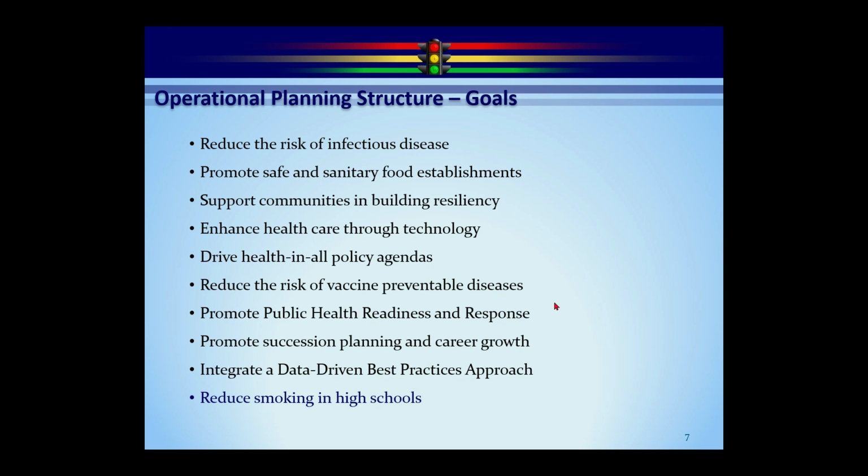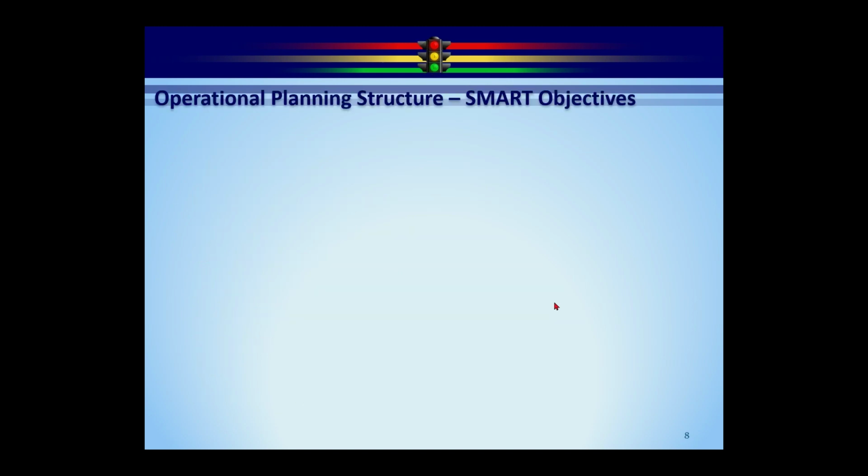And then again, we're going to use the example of reduce smoking in high schools. Now, if I tell you reduce smoking in high schools, everybody knows what that means. It's pretty simple. But what it doesn't get to is the detail, like which high schools, like when are we planning on doing this, like how much do we plan on reducing smoking. So that's where we're going to take it down to the next level, what we call the SMART objectives in here. So here's some examples of SMART objectives.